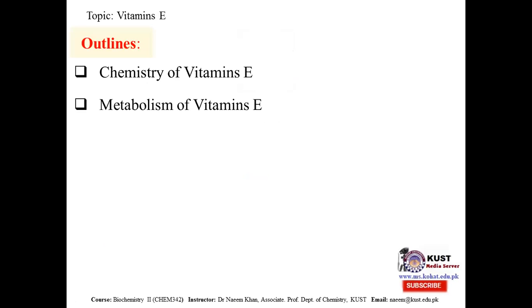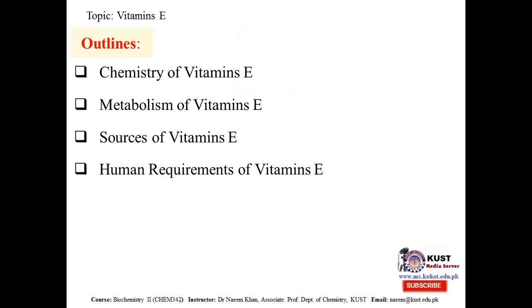Outlines for today's class. We will talk about the chemistry of vitamin E. We will discuss the structure of vitamin E and the different forms available. Then we will elaborate the metabolism of vitamin E, and we will highlight the important sources of vitamin E that are available to humans. Then we will elaborate the recommended human requirements, how much amount of vitamin E is required by humans. And at the end, we will highlight the important functions known for vitamin E.